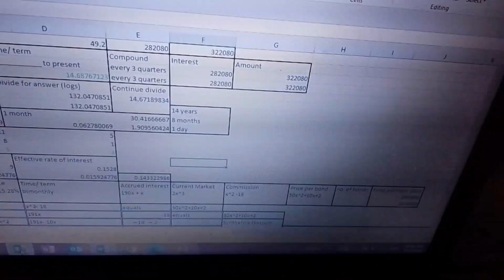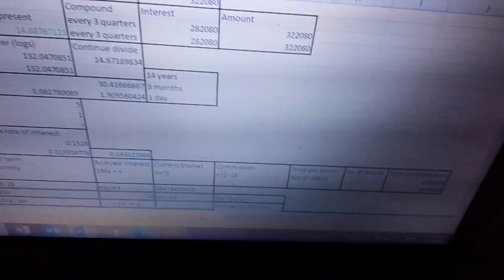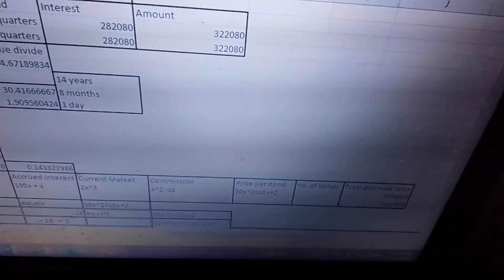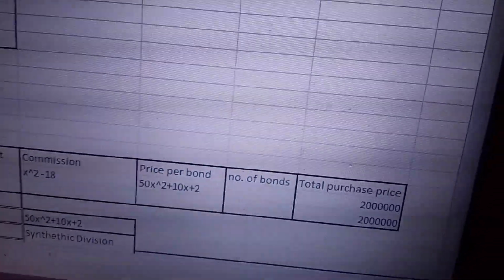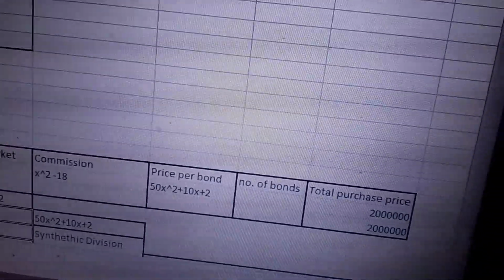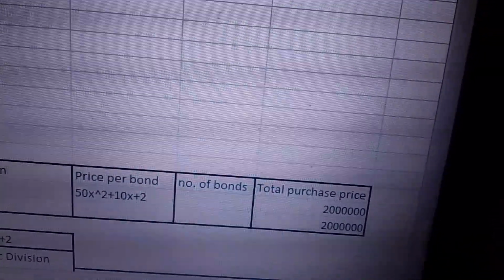And then the accrued interest, remember I said, is 190 times a number added by a number. The current market price is 2 times a number cubed, so therefore it's x cubed times 2. Commission is the difference of 18 and the square of a number, that's x squared minus 18. The price per bond is the sum of 50 times a number squared, 10 times a number, and 2. And then the total purchase price, remember, that is the goal: their goal is to earn 2 million pesos in that stocks and bonds company.